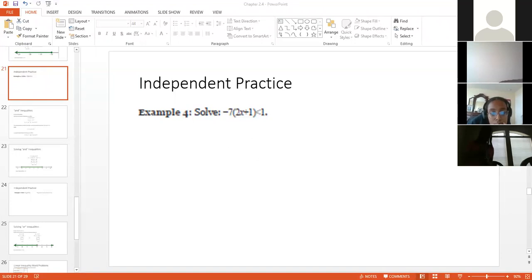So that's the answer. If they ask you to graph it, this is how you would graph it: -4/7, open circle, and shade in all the numbers to the right. And if it asks for interval notation, then parentheses, -4/7, infinity symbol, parentheses. Thumbs up, thumbs down. Good. Makes sense.